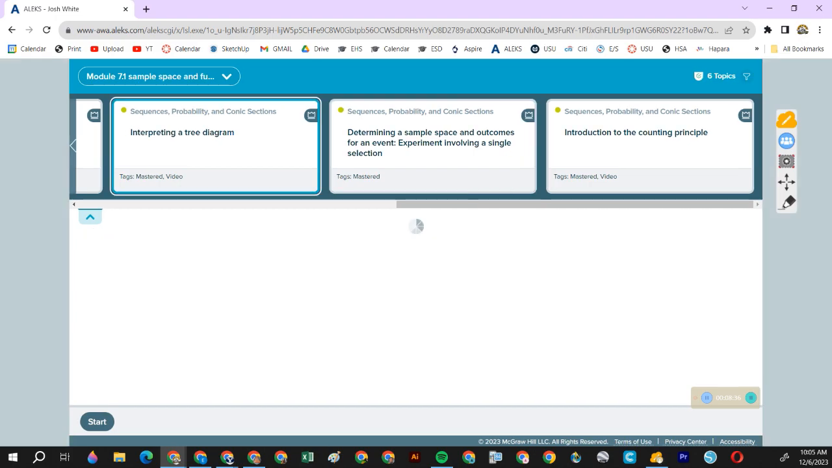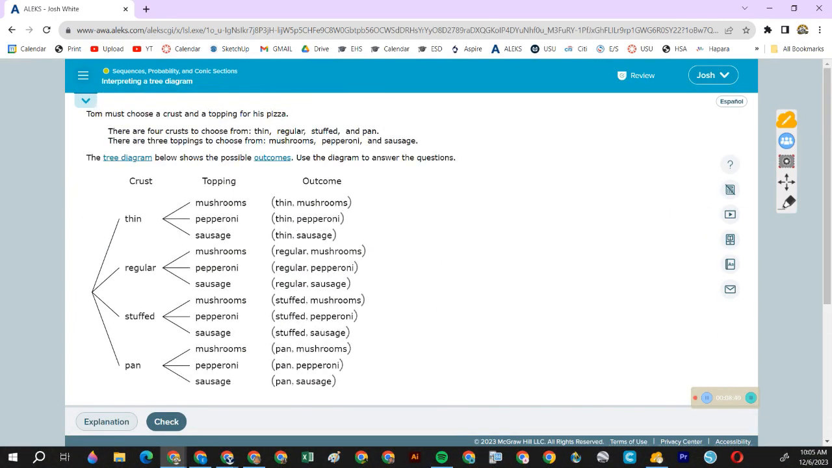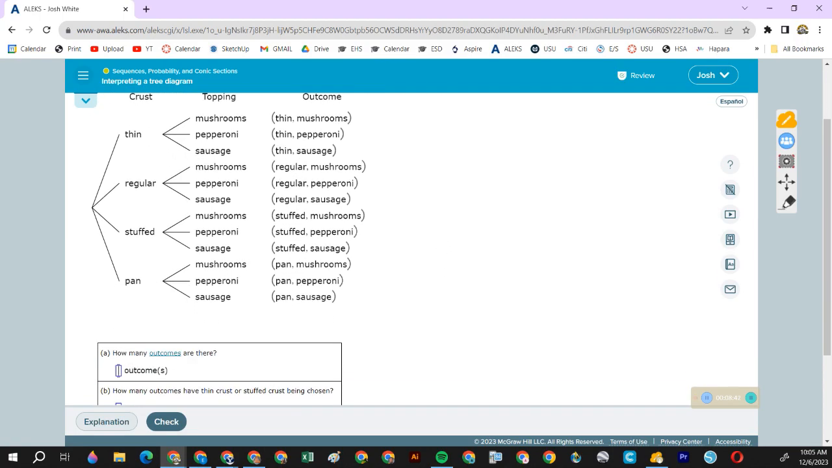All right. Interpreting a tree diagram. So suppose you are making a pizza. Okay? And you have 4 options for crust: thin, regular, stuffed, and pan. You have 3 options for toppings: mushroom, pepperoni, sausage. What are the possible outcomes?